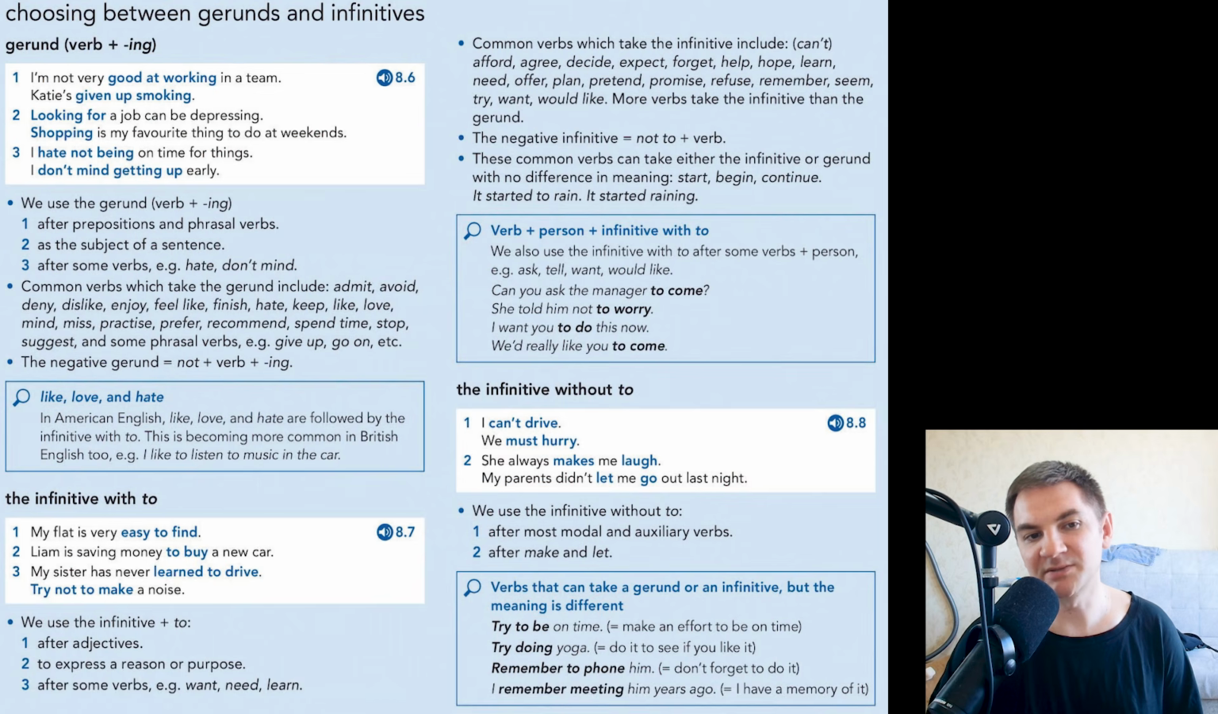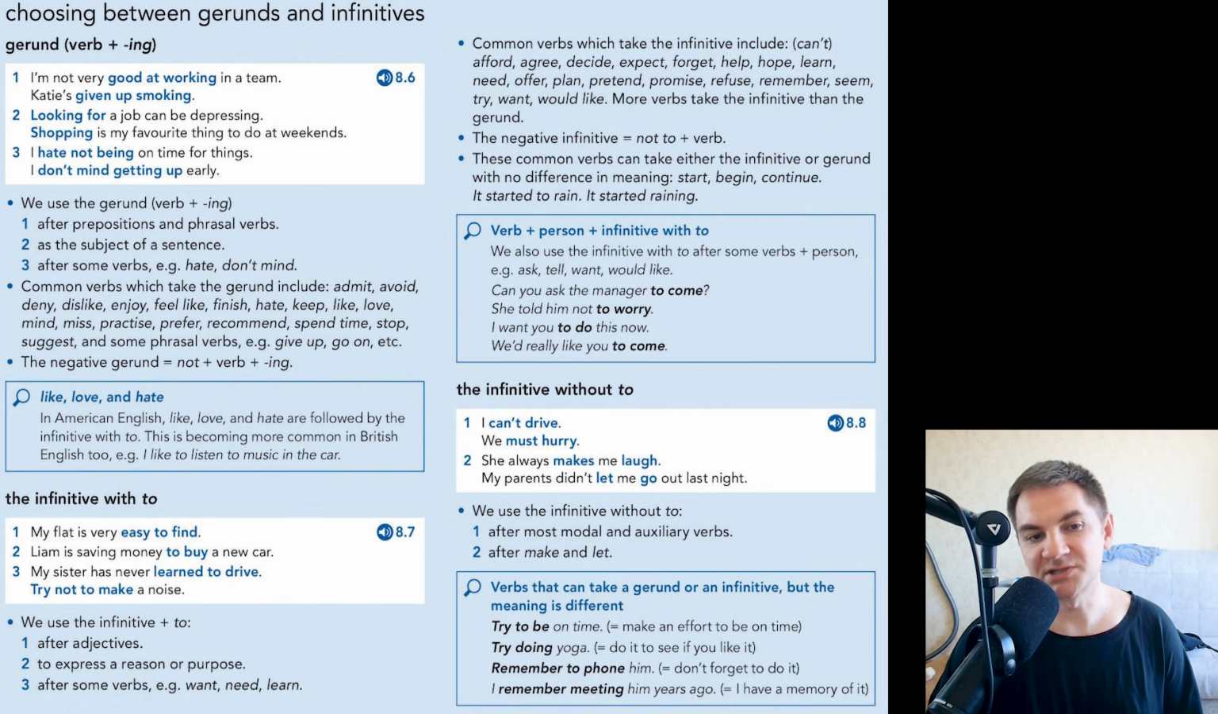Looking for a job can be depressing. Shopping is my favorite thing to do at weekends, as a subject of a sentence. And I hate not being on time for things. I don't mind getting up early. After some verbs, for example, hate and don't mind, we use a gerund.